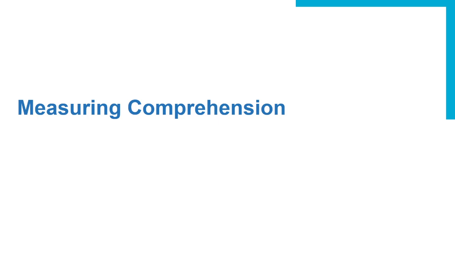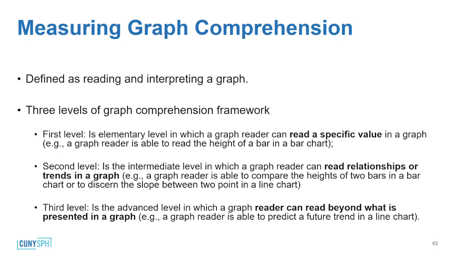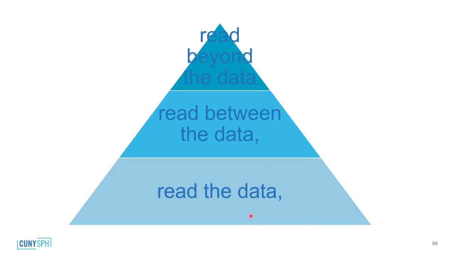Then let's talk a little bit about measuring comprehension. When we want to measure graph comprehension, it is basically how we measure how people read and interpret a graph. And it has 3 levels. The first is when we ask the user to read a specific value, the second level is when we ask the user to read relationships in a graph, and the third level is when the users can go beyond what is presented. And I already did a little exercise when I was presenting you the graphs about specific values, about the relationships, and trying to extrapolate behaviors and the future. Then we can see this as read the data, read between the data, and read beyond the data.